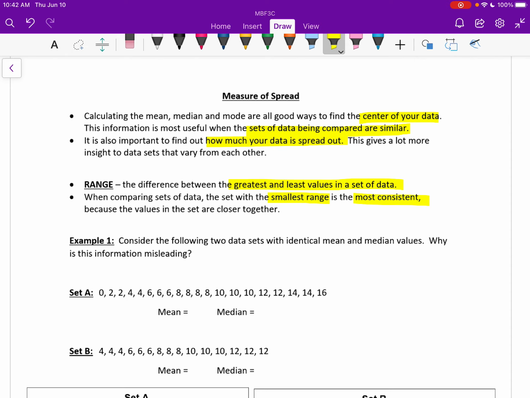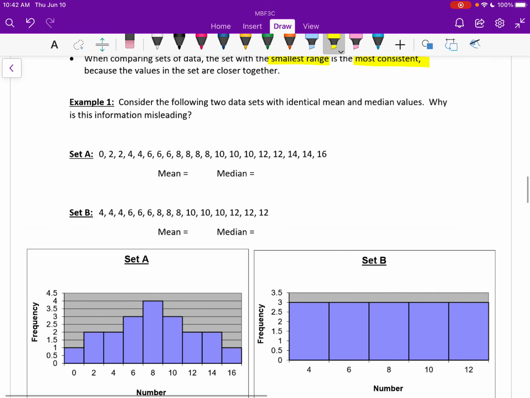So we need to now consider, okay, what's going on? Why is there such a large gap in the understanding of what's going on in this test, right? So let's look at the following sets of data and figure out why some of this information might be misleading, right?